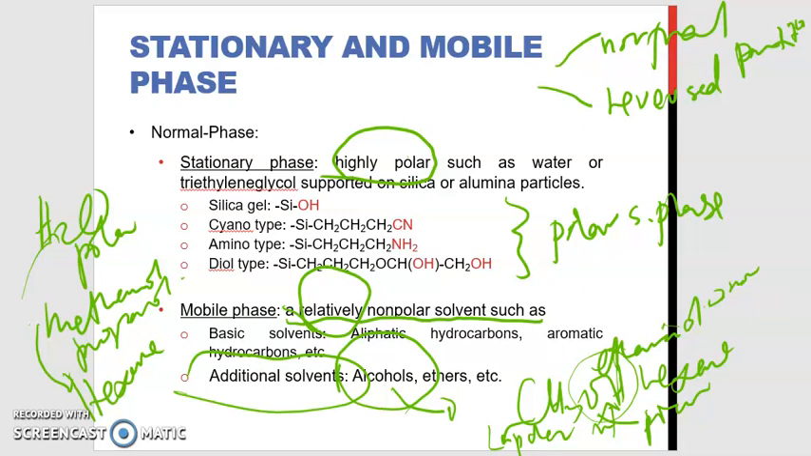Okay, so basic solvent for mobile phase, it must be relatively non-polar solvent, such as aliphatic hydrocarbons, contohnya hexane, aromatic hydrocarbons semua tu. So kita boleh pakai hydrocarbon sebab dia non-polar. And sometimes we may add solvents, alcohols, ethers and etc. This is the additional solvents. Kenapa kita kena tambah ni? Contohnya macam tadi kan, kita pakai silica gel. So this is polar. And then kita pakai hexane as our mobile phase because it is non-polar.